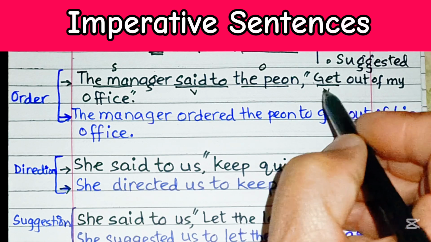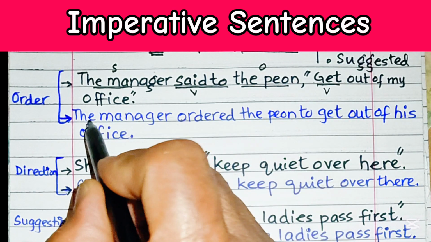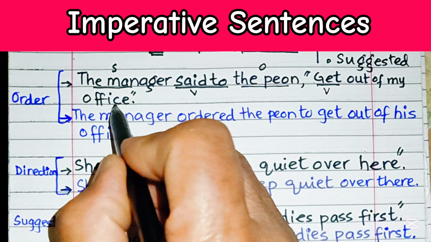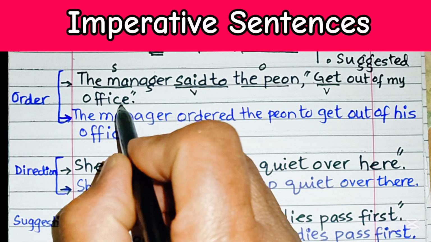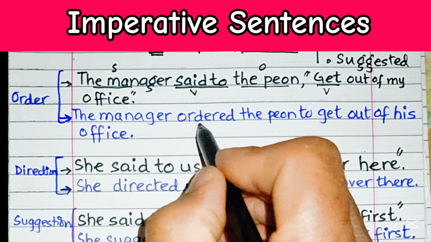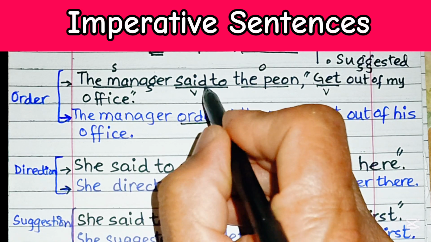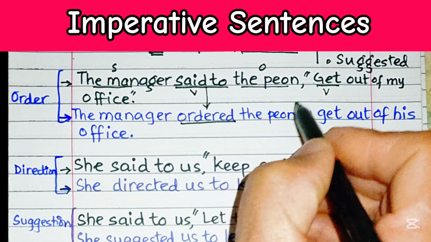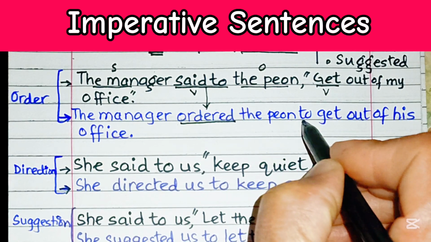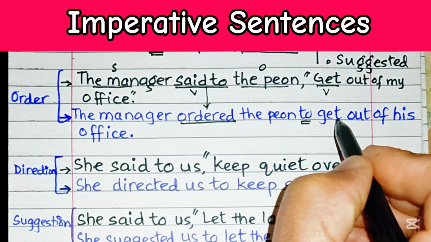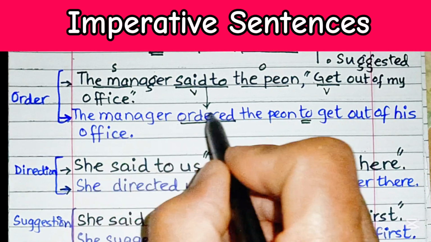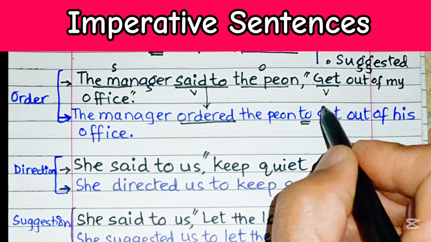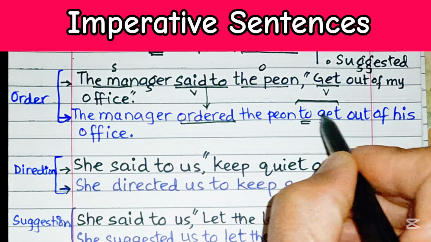So we will convert it into indirect or reported speech. The manager, look at the tone, "Get out of my office." So there is no suggestion, there is no asking, there is no advice, rather there is an order. So in place of "said to," we have to put ordered. The manager ordered the peon, and then we put to to bridge the reporting and reported speech. So the manager ordered the peon to get. This is the first verb of the reported speech, and it makes it an infinitive, to get.